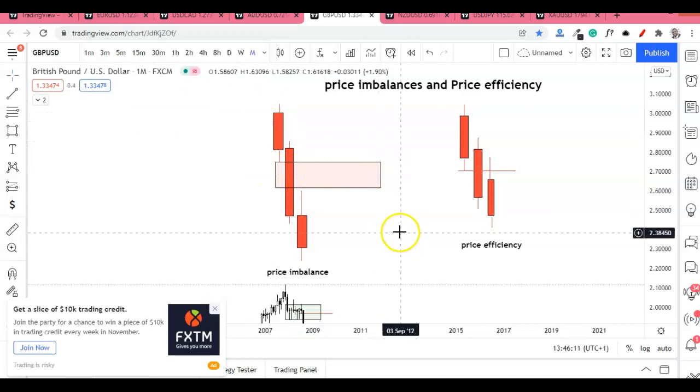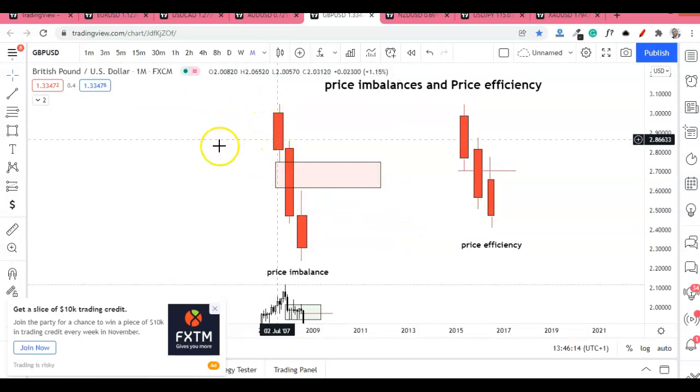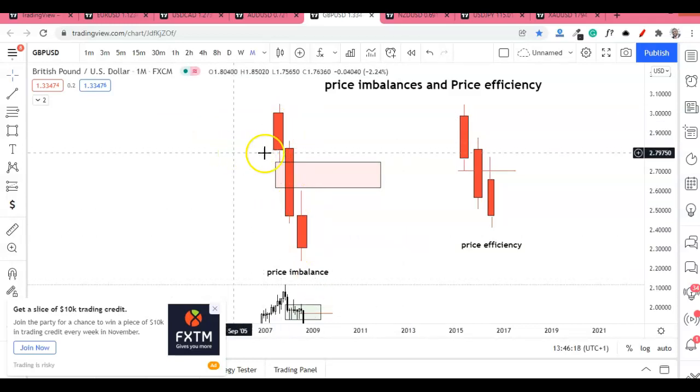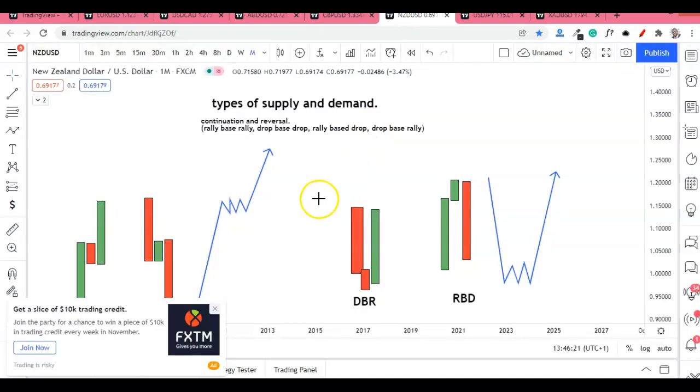That is how you identify if that zone was actually a supply zone or not. Okay, so I believe you understand that.